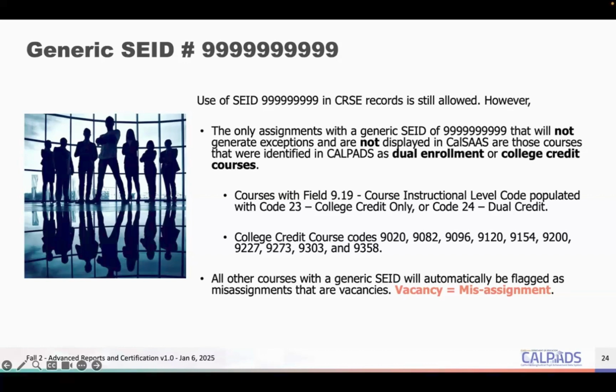And here we have a little bit of background on the generic SEID numbers. Basically, the generic SEID of 999 in the course record is allowed. However, the only assignments with the generic SEID of 999 that will not generate exceptions and are not displayed in CalSAAS are those that were identified in CalPADS as dual enrollment or college credit courses. It shows you how that information is reported in CalPADS. But other than that, all other courses with the generic SEID will automatically be flagged as misassignments, which are vacancies. And vacancies are, again, all misassignments.